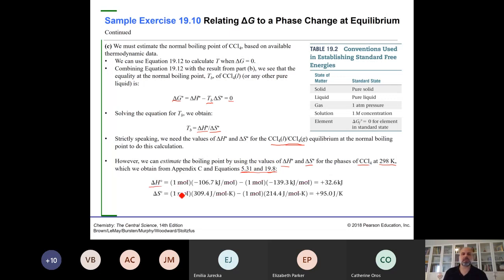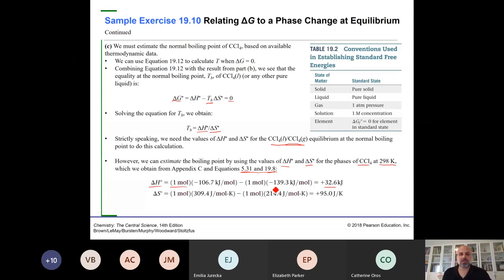Right, so we had calculated them in the past. So this has all been calculated in our past. If we calculate our delta H, remember standard, where we're using 1 mole of substance, of the carbon tetrachloride as a gas minus the carbon tetrachloride as a liquid, right? And we get a plus 32.6 kilojoules for the delta H of that conversion. And then the second, delta S for the exact same transformation.